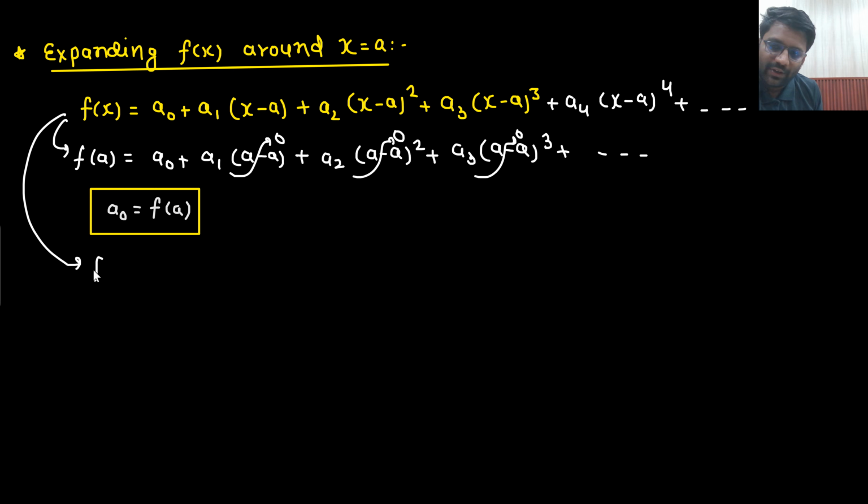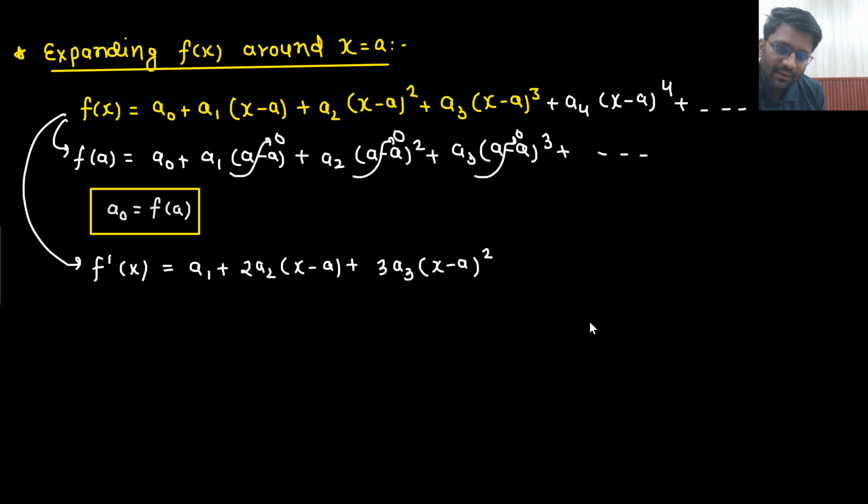Now what you will do, you will differentiate. Why am I differentiating, sir? So that this constant value will be gone, and here I will be left with only A1, and next it will be 2A2 (x minus a) plus 3A3 (x minus a) whole square plus 4A4 (x minus a) whole cube, and so on. Now if I put x equals a, what will I be getting?